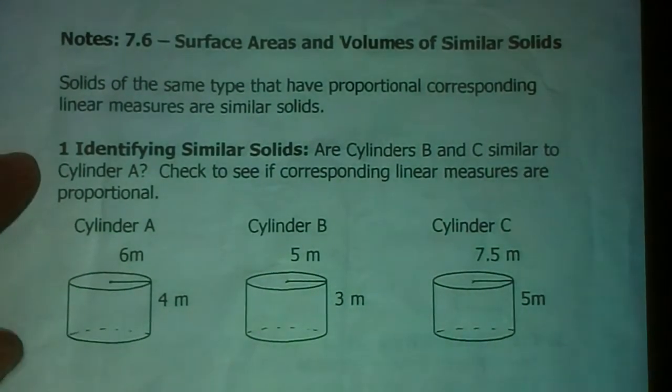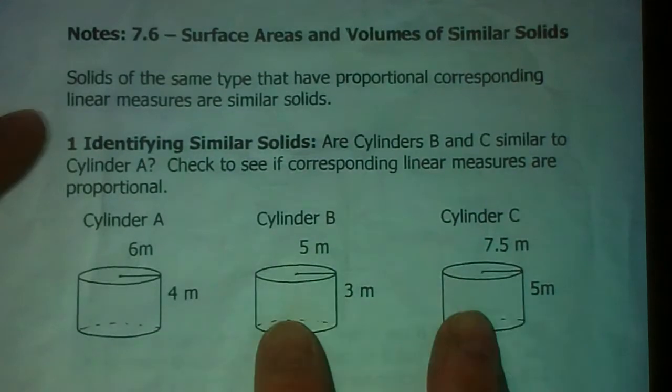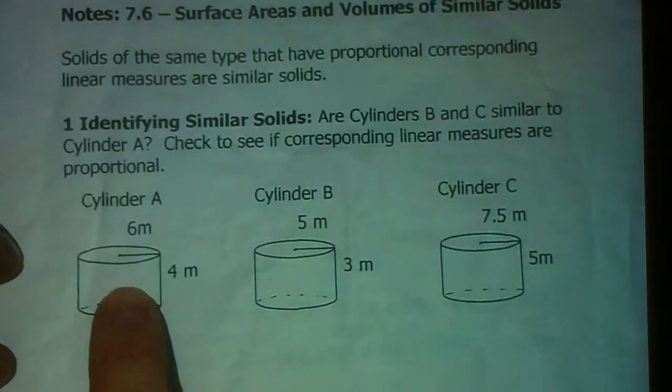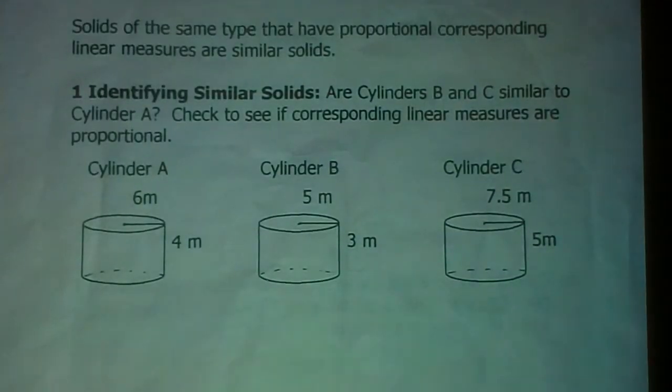So part 1 of this lesson is, can you identify similar solids? We've identified similar 2D shapes. Now we're going to try to identify similar 3D shapes. The question is, are cylinders B and C similar to cylinder A? Check to see if the corresponding linear measures are proportional. There are a few different ways you could do this. I'm just going to focus on one way, because showing several at one time gets kind of confusing. Maybe we'll explore some other comparisons in class.